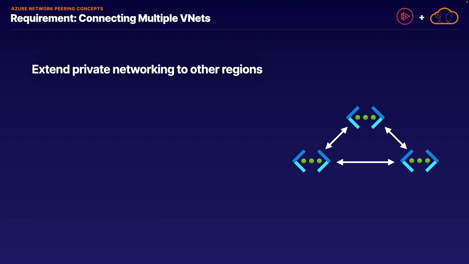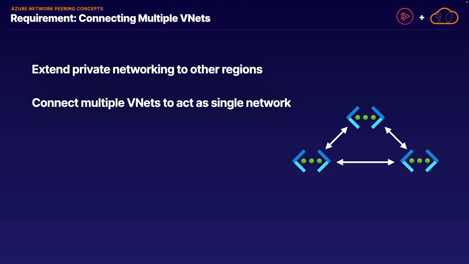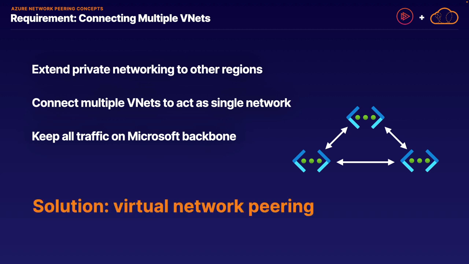Overall, whether working with a single region or multiple regions, you simply have a need to connect multiple virtual networks together to effectively act as a single network. And also, more importantly, you also have a need to keep all of your networking traffic on the Microsoft internal backbone and not expose it to the public internet. For all of these scenarios, not surprisingly, virtual network peering is our go-to solution. So let's talk about the initial big picture of what exactly is virtual network peering.